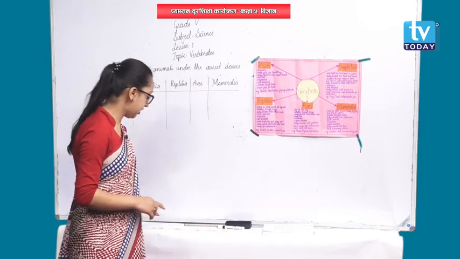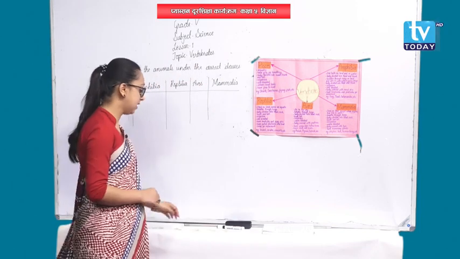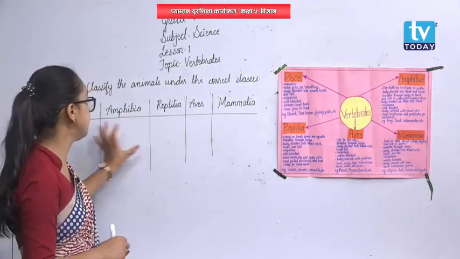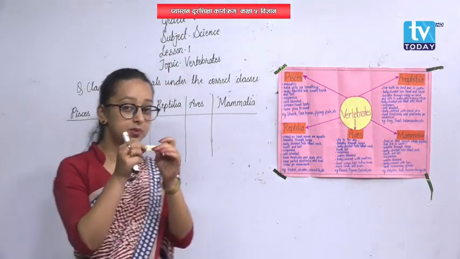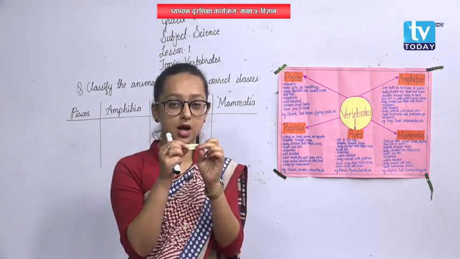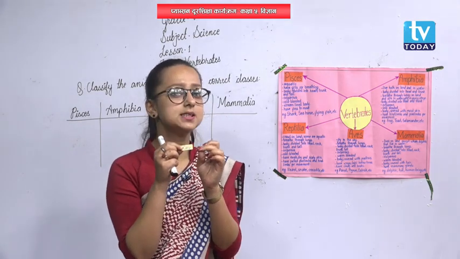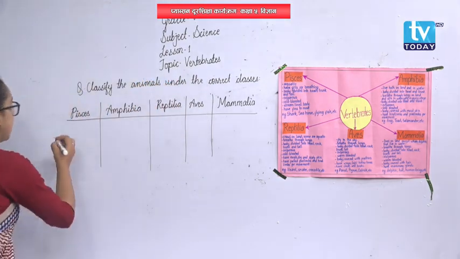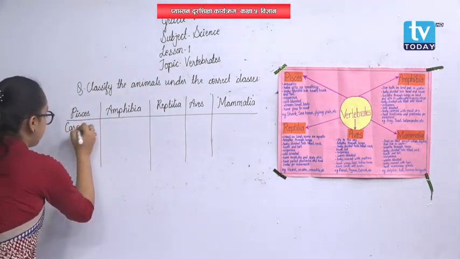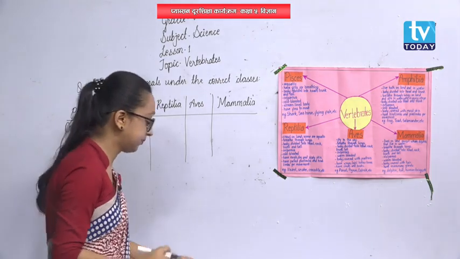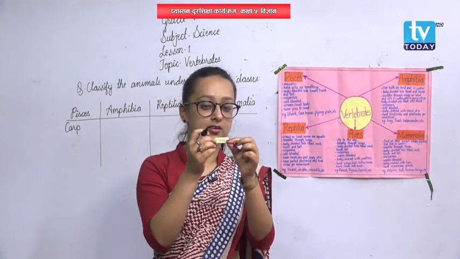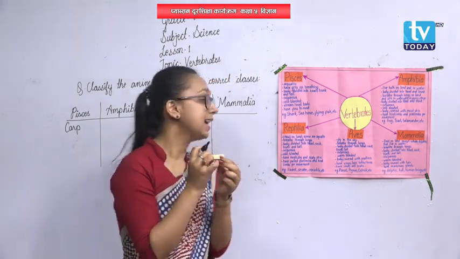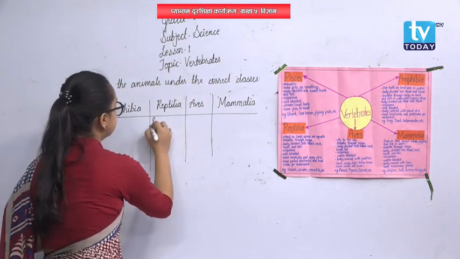Now, I have some names of animals here, and I guess you can easily classify them into these classes. I have carp here. As I told you, carp is a kind of fish. So, where does it lie? Can you say? Carp, as it is aquatic, lies in the class Pisces. Then, next one, snake. In which class does it lie? Can you tell me? Snake, as it crawls, lies in the class Reptilia.